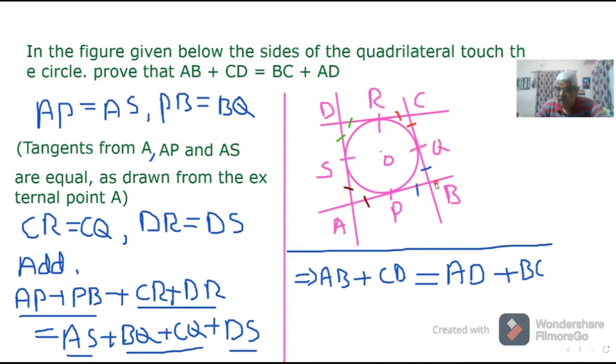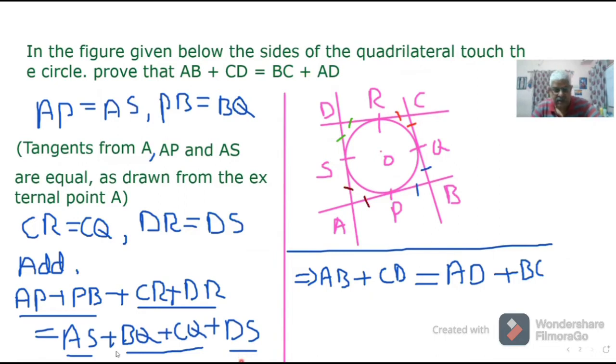A is an external point, therefore AS and AP are the tangents drawn from the external point A. Then B is the external point, so BQ and BP are the tangents, which are equal as they are drawn from the external point B. Therefore, AP equals AS, PB equals BQ, CR equals CQ, and DR equals DS. Now, all the left hand sides I added, and the right hand sides also added. Left hand side: AP plus PB plus CR plus DR. On the other side: AS plus BQ plus CQ plus DS.